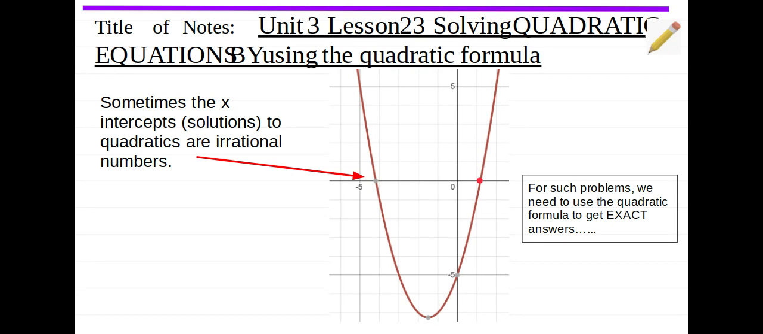But the reason why I'm showing you this graph is because sometimes the answers aren't nice answers like we've gotten in the previous lessons. And so in order to get an exact answer, we need a different way to solve these. And that's what we are learning in this lesson. We're learning how to use the quadratic formula to solve a quadratic equation.